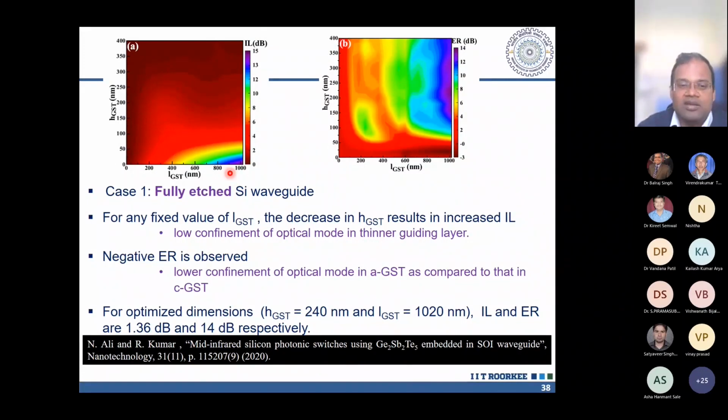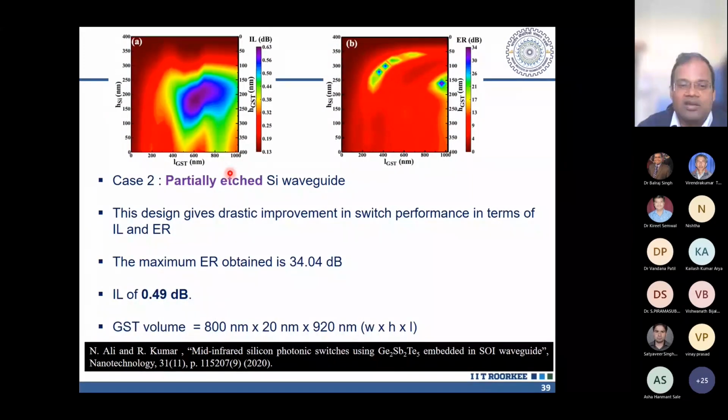With the other case, partially etched, it is expected that we will have a better extinction ratio. So we are having more than 30 dB, that is 34 dB here, and now the insertion loss is less than 0.5 dB.